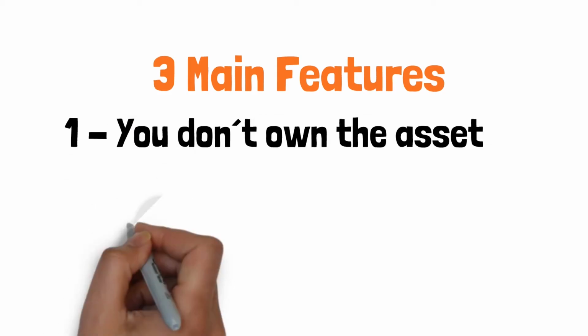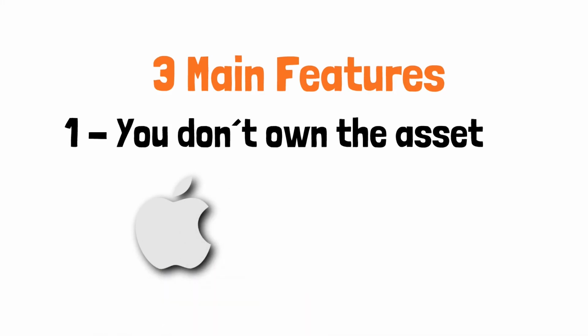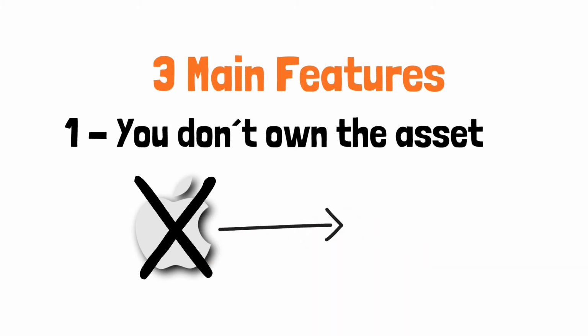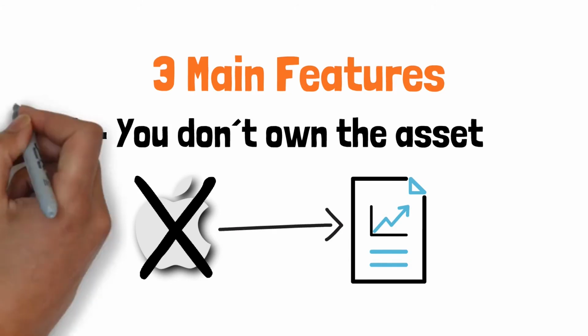Number one is that you don't actually own the asset. So for instance, if you have a CFD on Apple, you don't really have shares on Apple, but it's just a contract with a broker speculating that this asset will go up or down on price.